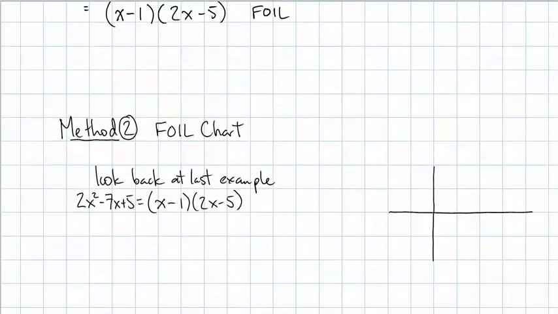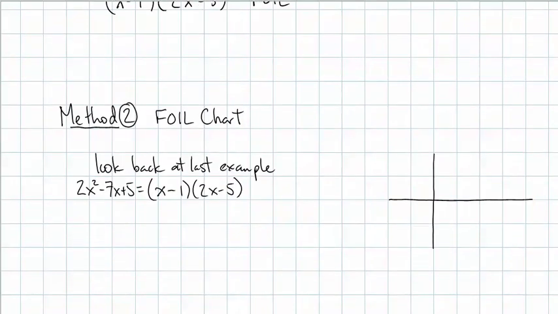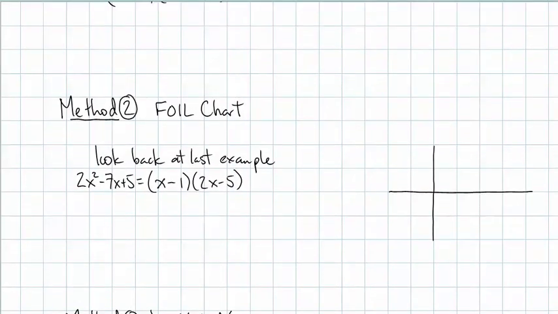The second example, this one's a little bit trickier to get hold of, but once you do, you might really like it. It's kind of a shortcut method. Now to start, let's look back at the last example. We had the trinomial 2x squared minus 7x and 5, and we found it had these binomial factors, x minus 1 and 2x minus 5.